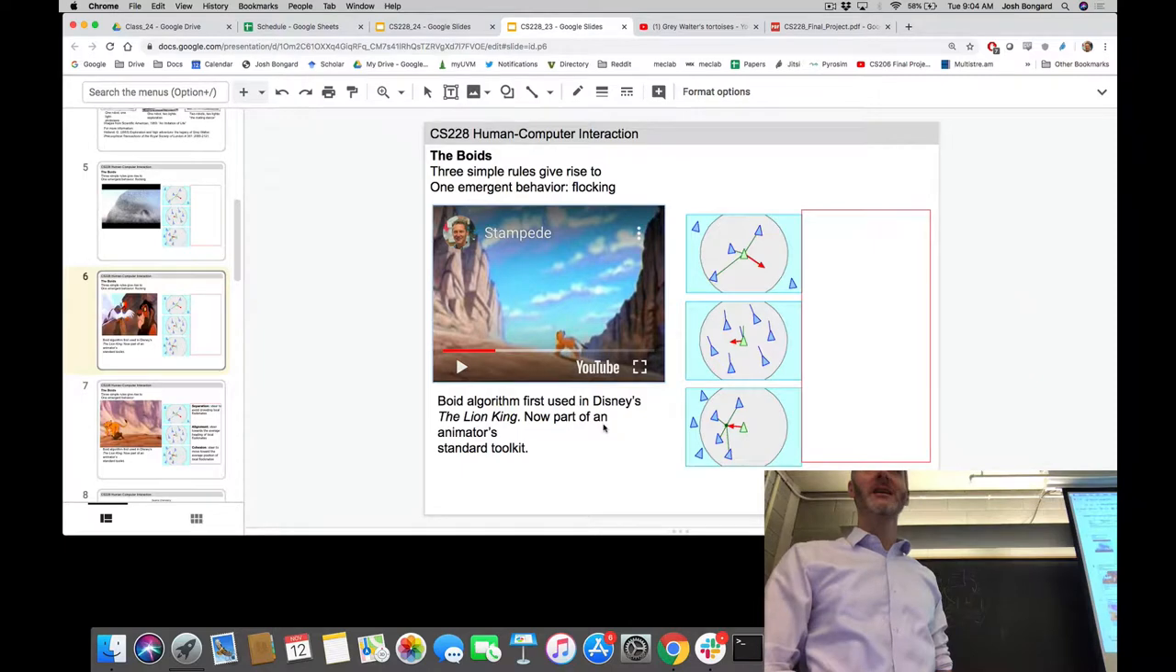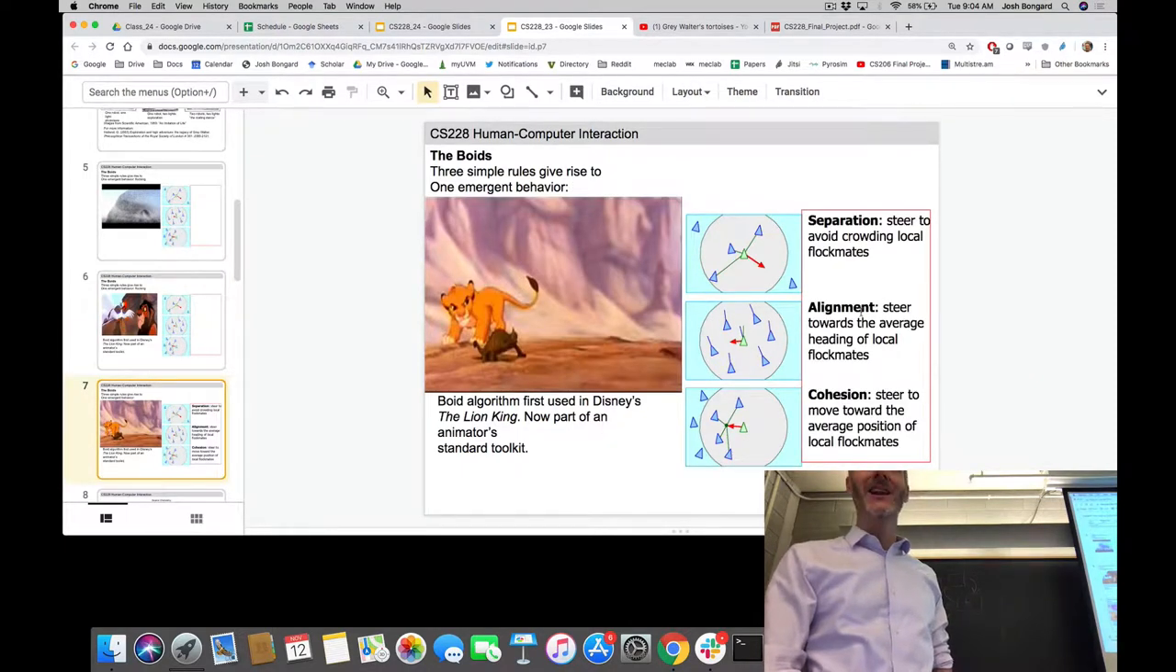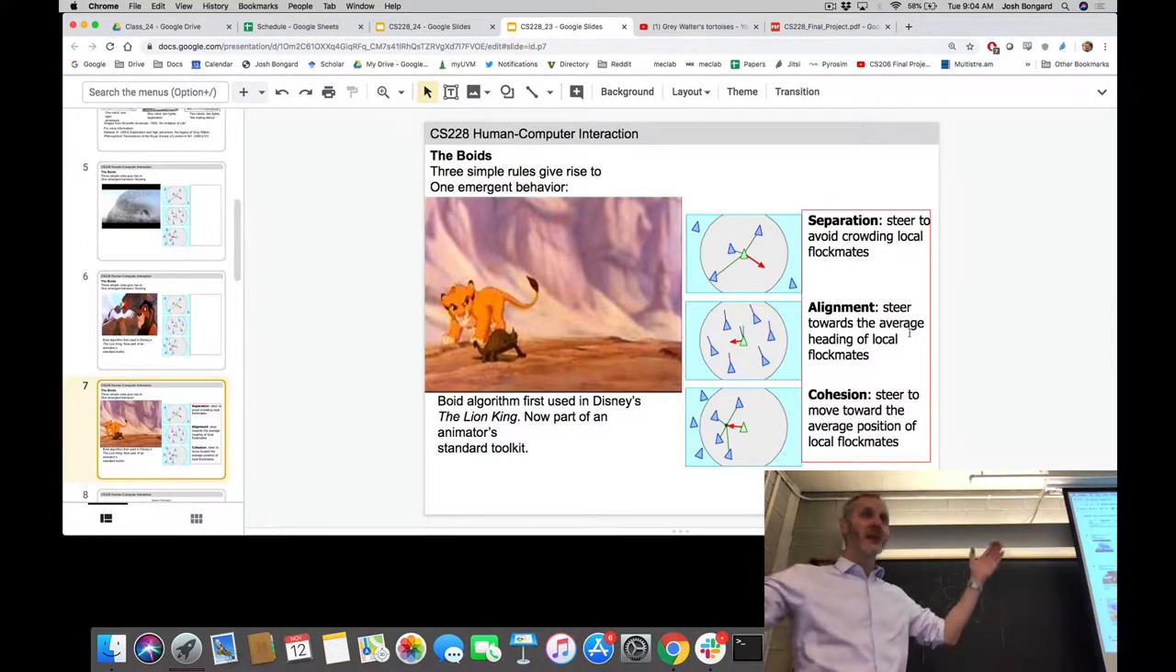A lot of alignment, right? So they're definitely weighting alignment pretty strongly in this case to get directional movement. What else are the wildebeest reacting to other than other wildebeest? The walls of the canyon. The walls of the canyon, right?